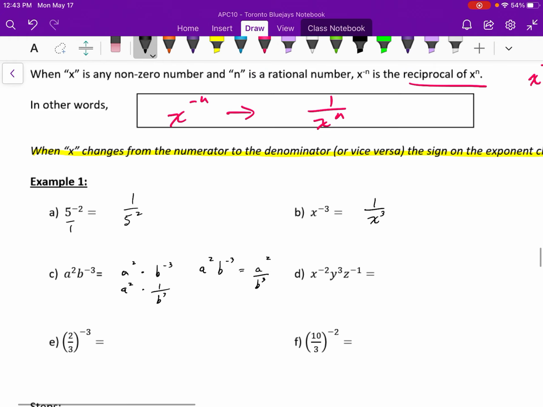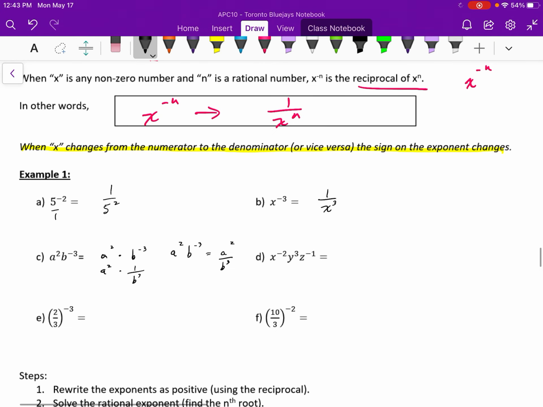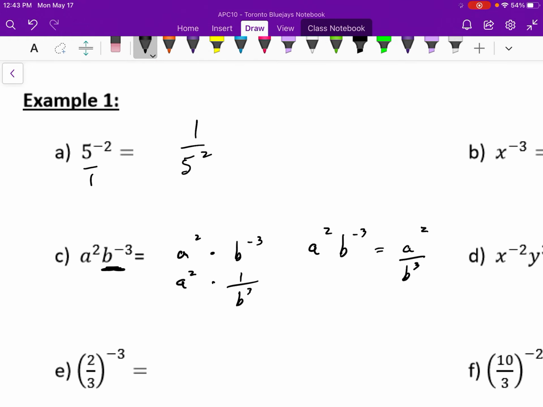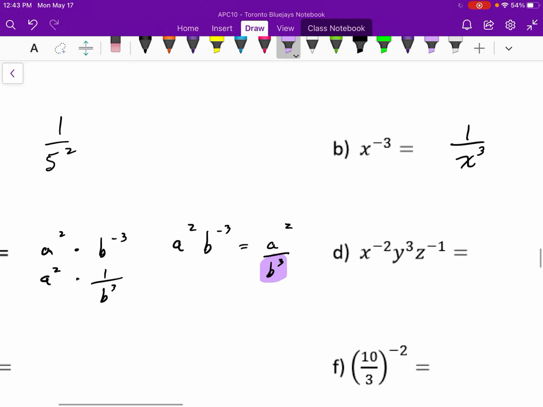So let's read that yellow sentence again. When x changes from the numerator to the denominator, the sign of the exponent changes. So I suppose you could argue, wait a second, b was in the numerator, so all I did was simply move it to the denominator and the exponent changed to positive, if you wish.